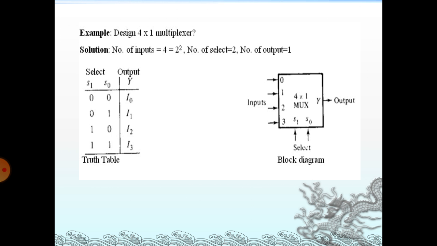The truth table has selection lines S0 and S1. 2 power n means 4 combinations: 0 0, 0 1, 1 0, 1 1, and the output will be Y, that is I0, I1, I2, I3. This block shows the block diagram of the 4:1 multiplexer. The inputs are I0, I1, I2, I3, the selection lines are S0, S1, and the output is Y.